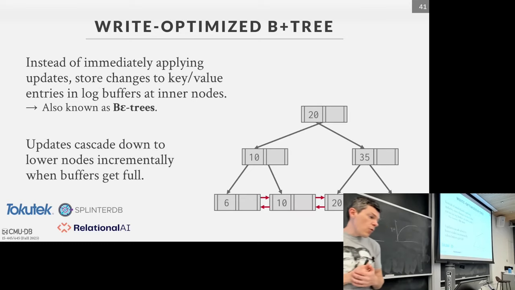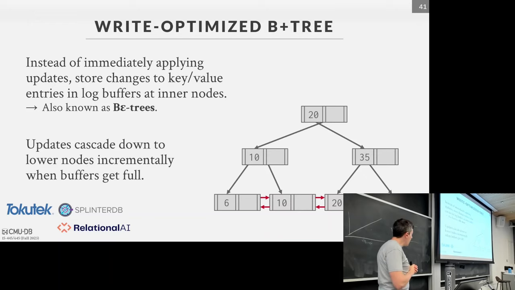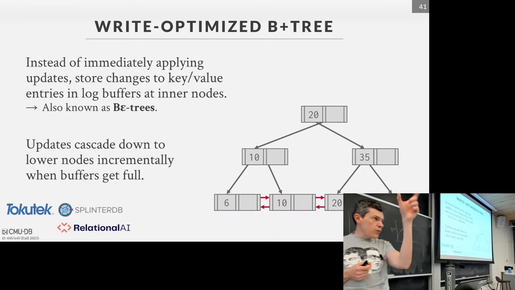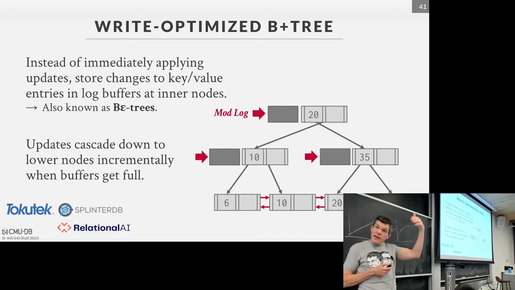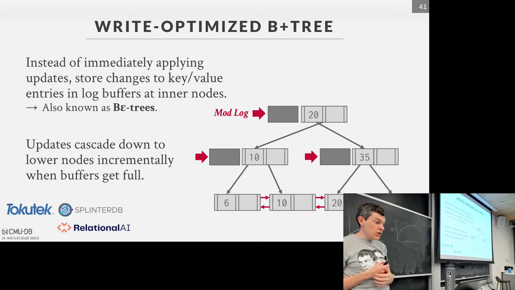So there's a line of work on what are called write-optimized B-trees or B+trees. Sometimes they're also called B-epsilon trees. You'll see it with the little epsilon symbol. There's a commercial variant from the Tokutek guys called fractal trees, but it's basically branding. It's the same idea. And the idea is that at every single root node and inner node, I'm going to have a mod log, just like MySQL had for their pages when they were doing compression.